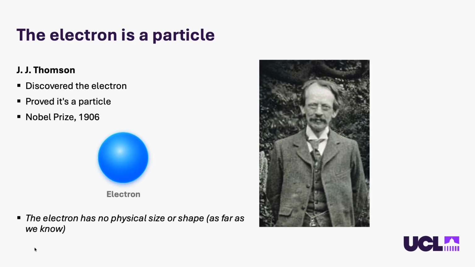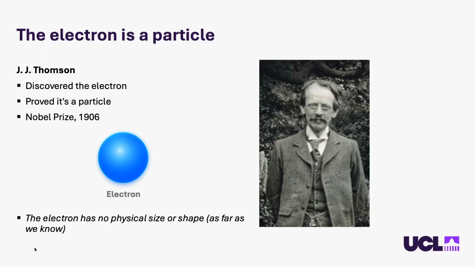J.J. Thomson. So he discovered the electron, and he proved in doing that the electron is a particle. He measured, you probably do this in school, the charge to mass ratio and proved that this electron is a particle. And so he received the Nobel Prize in 1906 for proving that the electron is a particle.